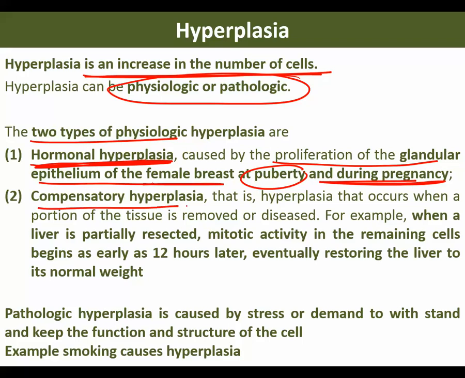Compensatory hyperplasia means if you cut some organ, the organ grows back. Example, liver. The hyperplasia occurs when a portion of the tissue is removed or diseased. The best example is liver.